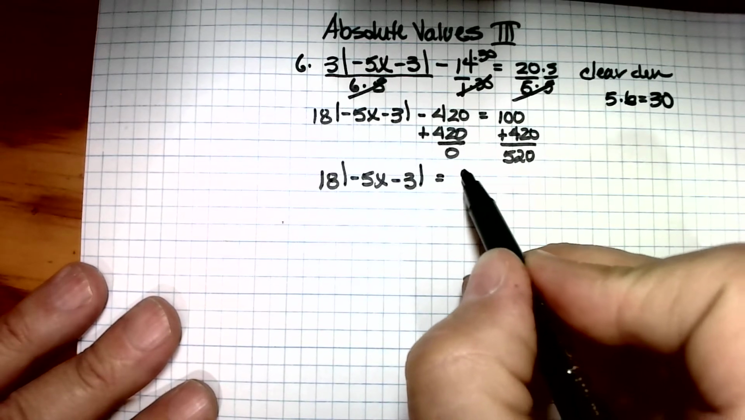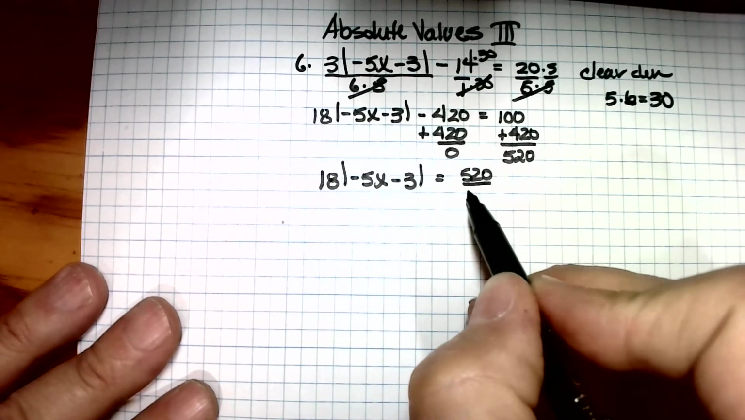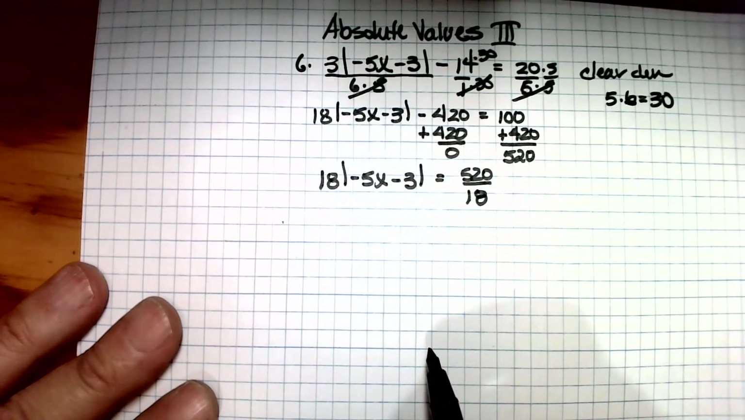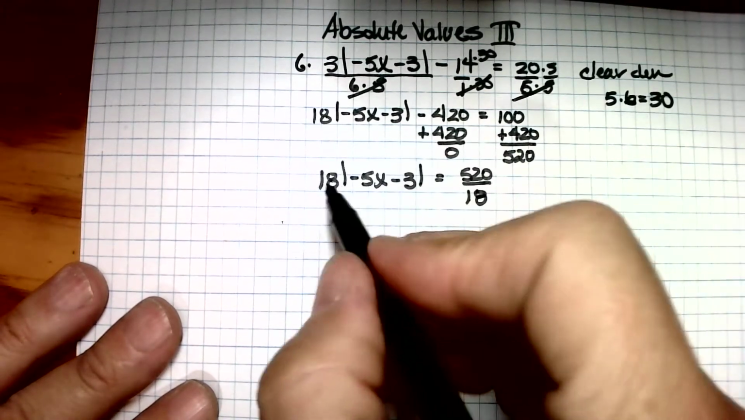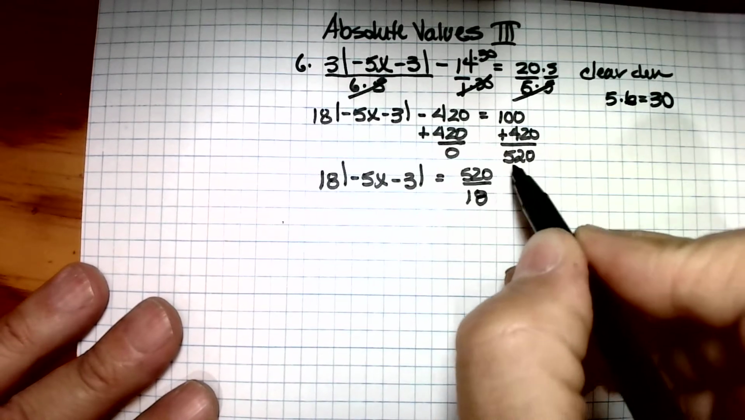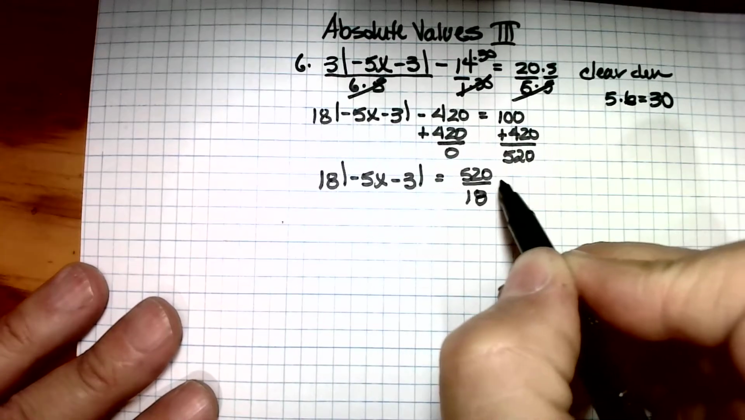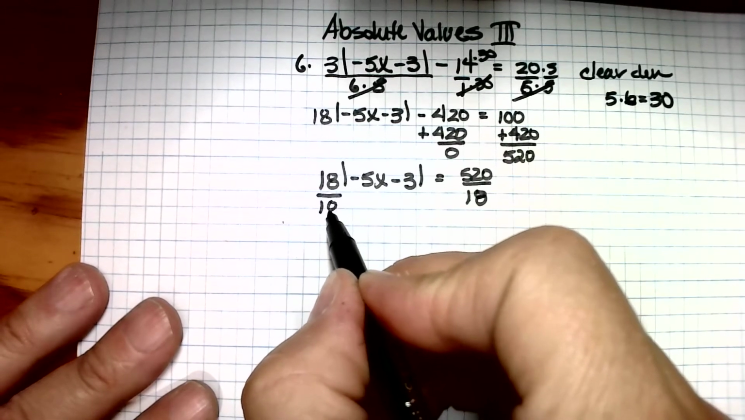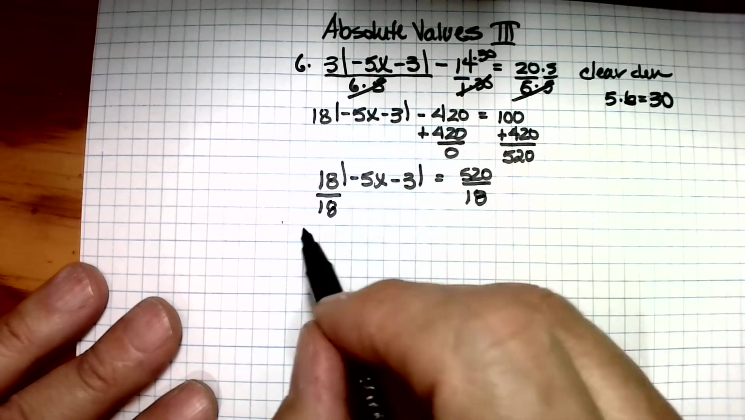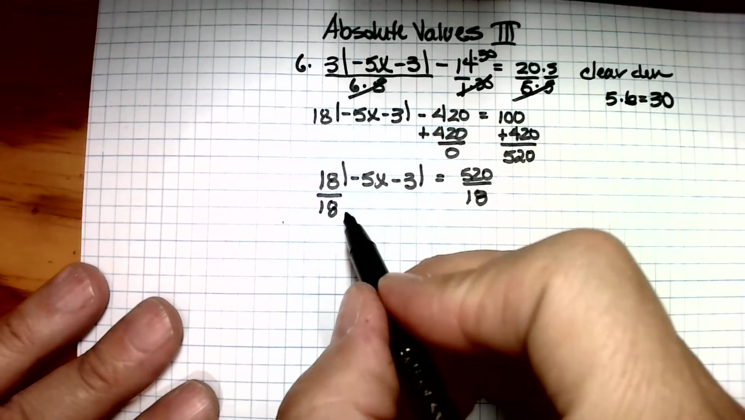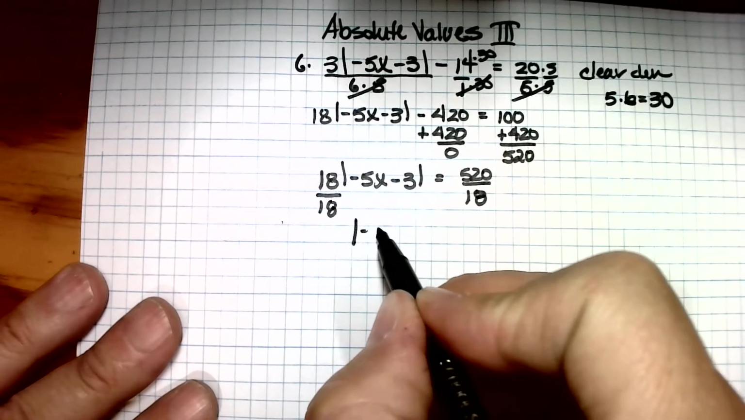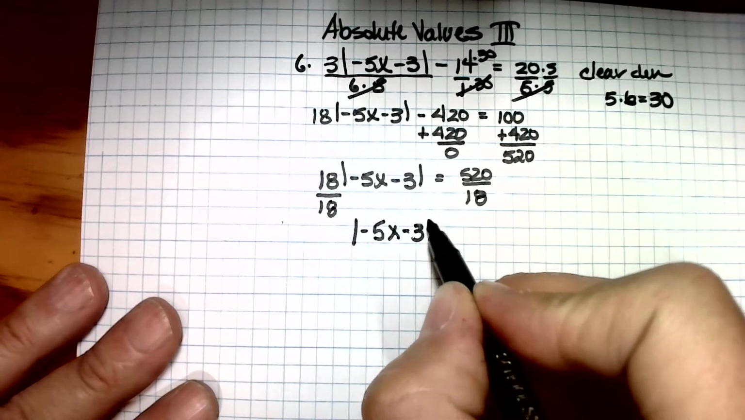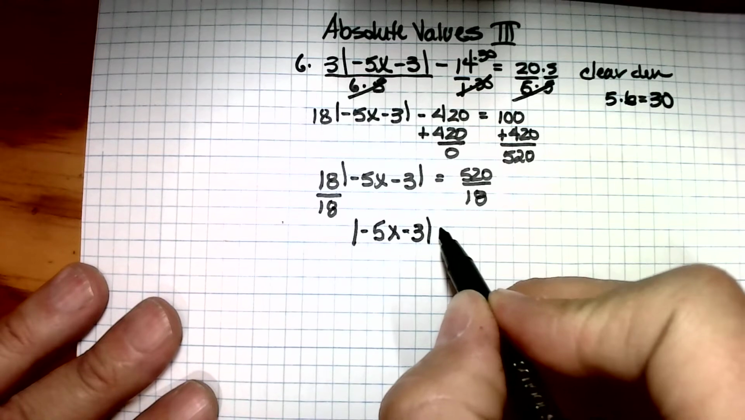equals 520 over 18. Okay. Oops, it's just 520. I'm dividing by 18 just a little bit early, right? I know I need to divide by 18. Sorry about that. So let me go ahead and divide by 18. So I do 18 to each side. I get my absolute value by itself, and that's what I'm trying to look for here, is to get my absolute value by itself.